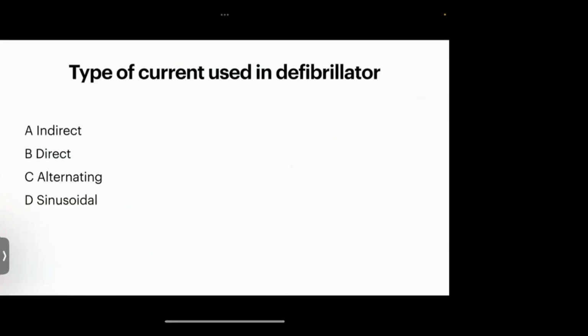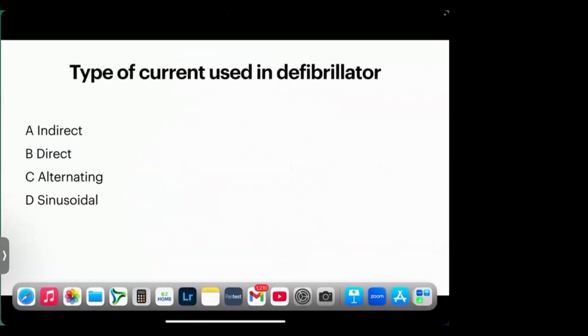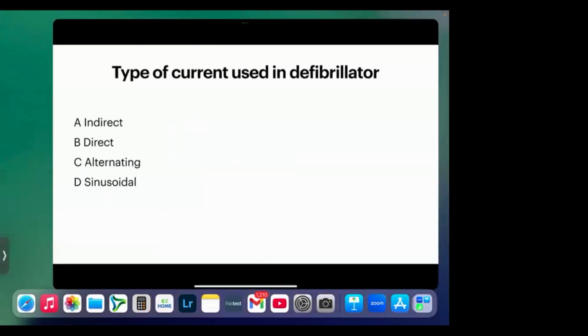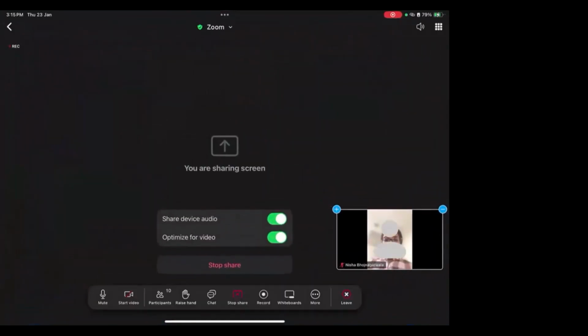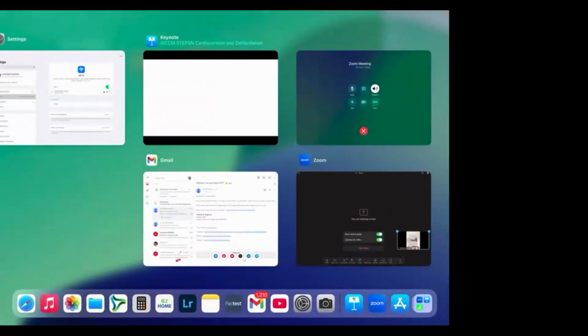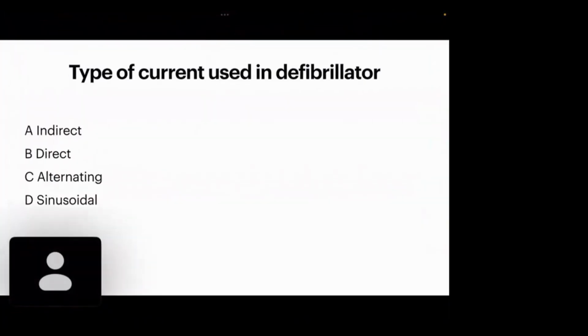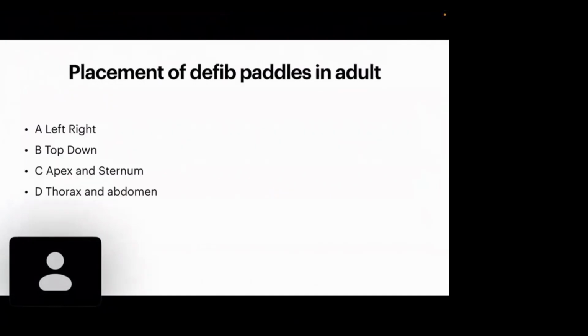What is the type of current that is used in a defibrillator? Indirect, direct, alternating, or sinusoidal? What is your answer? Anybody? Nobody's answering. So what is the type of current used? You use a direct current. Now let us go to the next question. How do you place your defibrillator paddles in an adult? Left and right, top down, apex sternum, or thorax abdomen? The answer here will be apex and sternum.